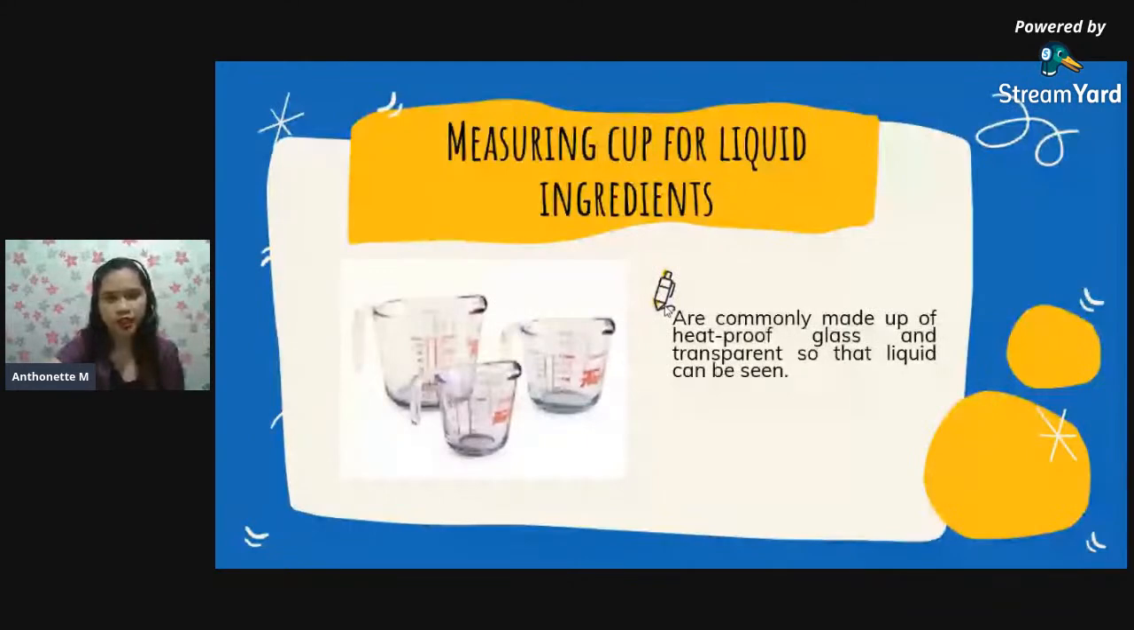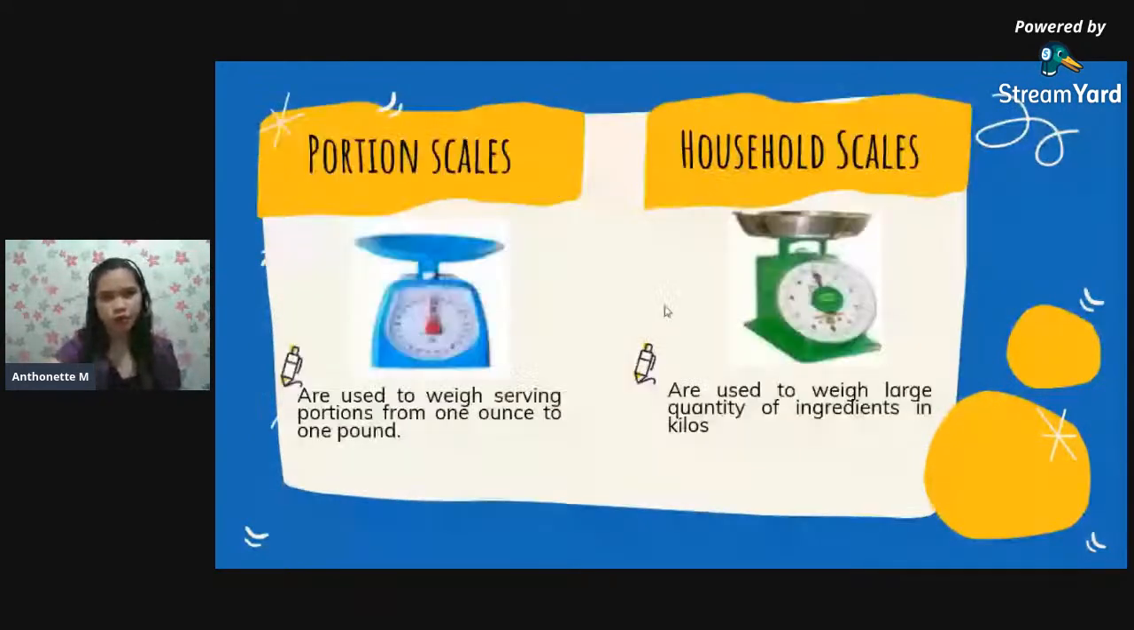Okay, so next is the scales. So we have two types of scale, the portion scales and the household scales. Okay, so the portion scales are used to weigh serving portions from ounce to 1 pound. Okay, so medyo konti lang yung quantity na minimeasure ni portion scale. Okay? So the household scale naman is used to weigh large quantities of ingredients in kilos. Okay? So kilo na to. Mas large na yung quantity na nami-measure ni household scale kaysa kay portion scale.